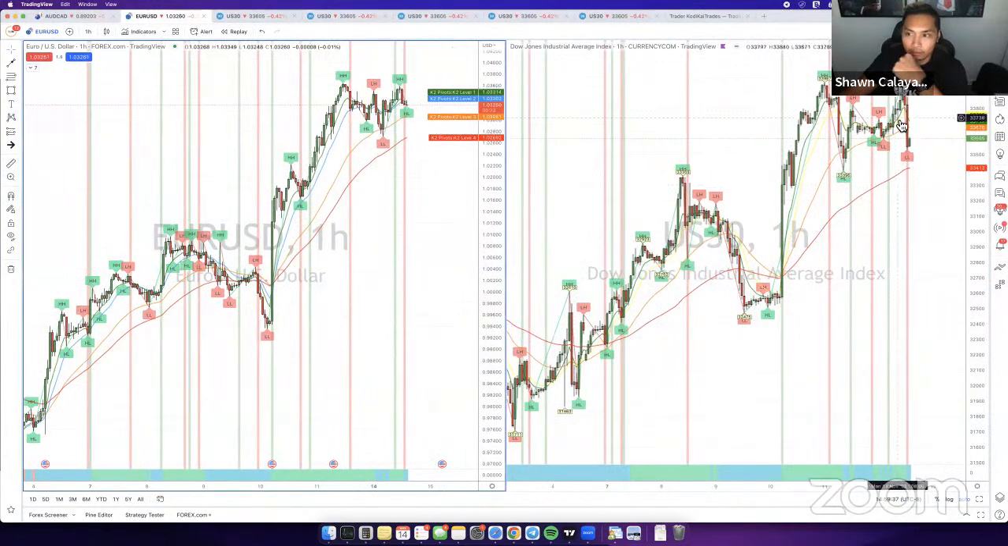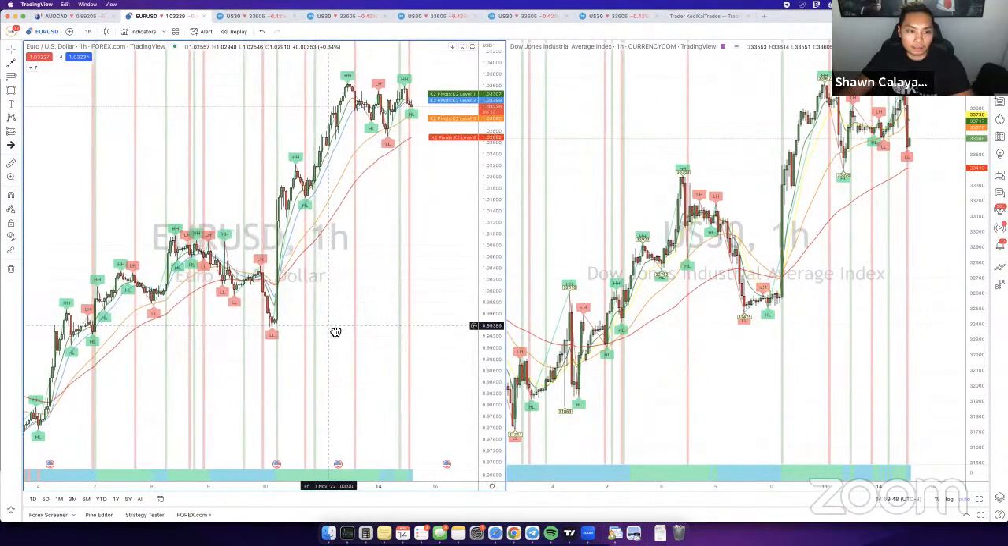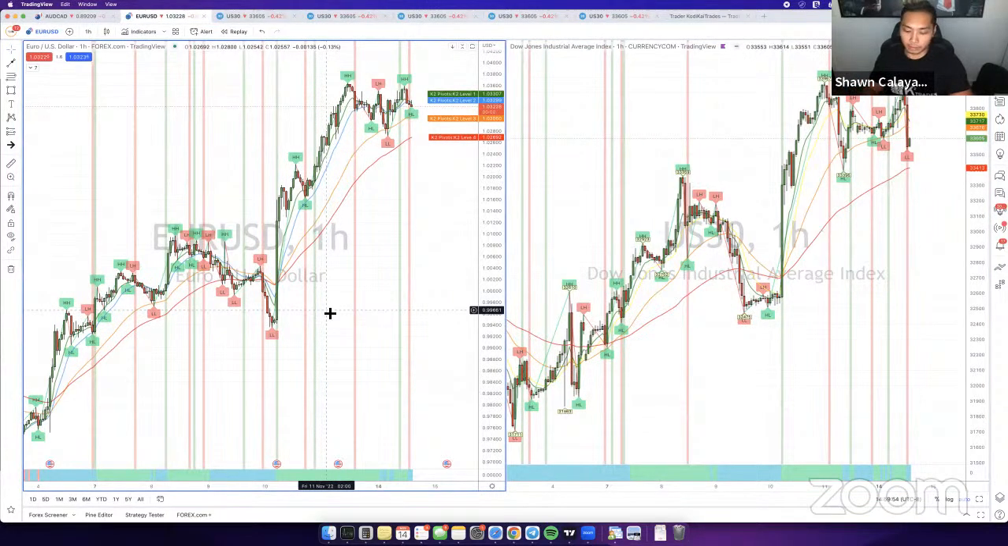Because US 30 here dumped down a lot, and Euro USD is still going sideways. I mean, it does have similarities, but it's not the same. It's not as aligned as the other currency pairs. But yeah, if you guys have any questions regarding this stuff, I could help you guys with that specifically.